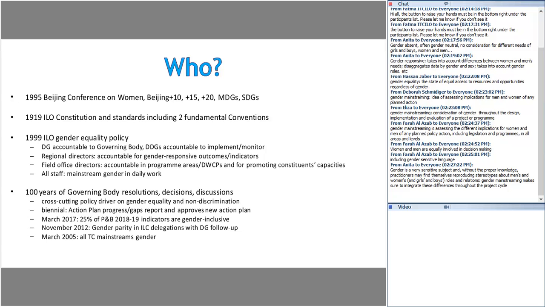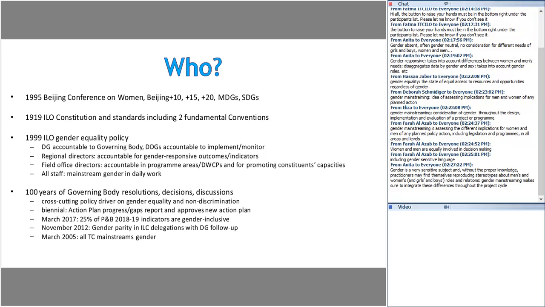Our own 1919 ILO Constitution, in the preamble, mentions women, and this is all in the PowerPoint. It mentions equal pay for work of equal value in the preamble. And I'll quote, it states that all human beings, irrespective of race, creed, or sex, have the right to pursue their material well-being and spiritual development in conditions of freedom, dignity, economic security, and equal opportunity.